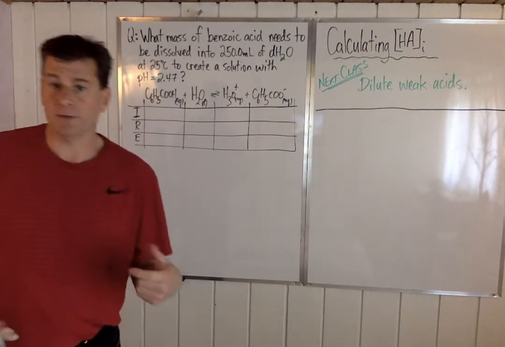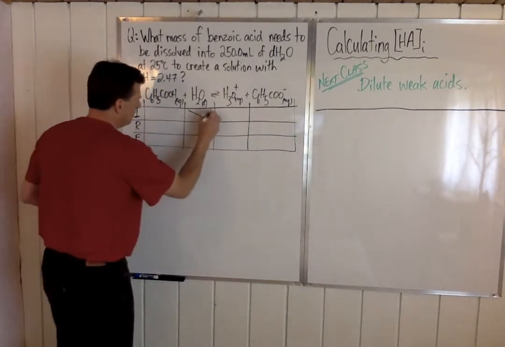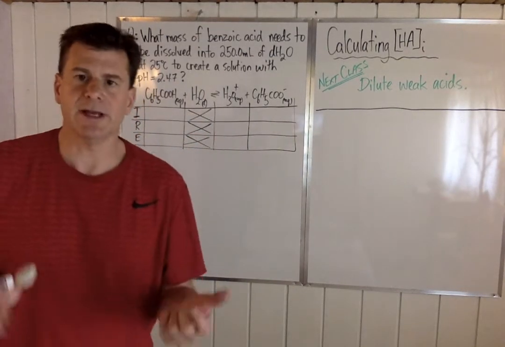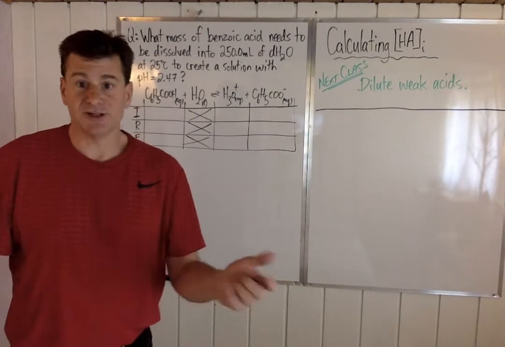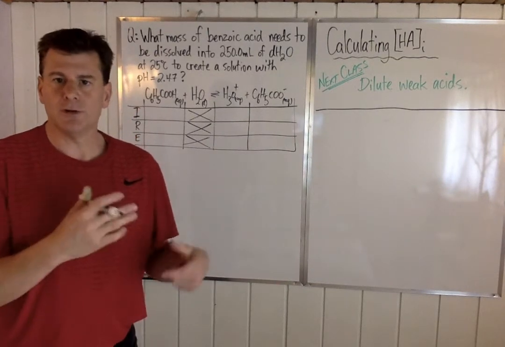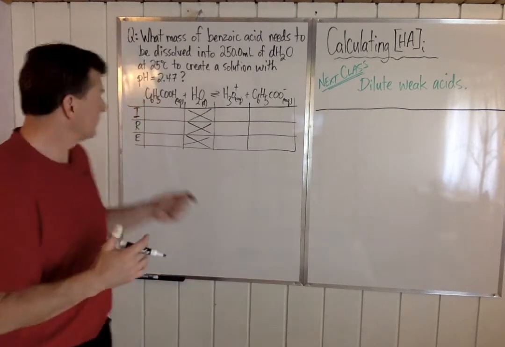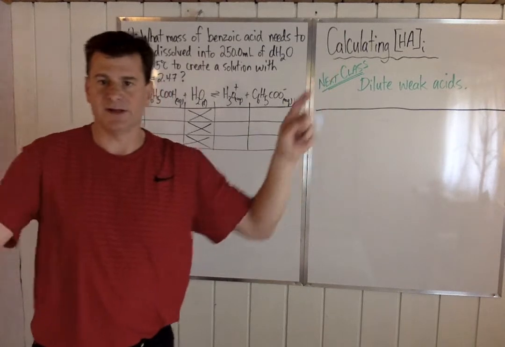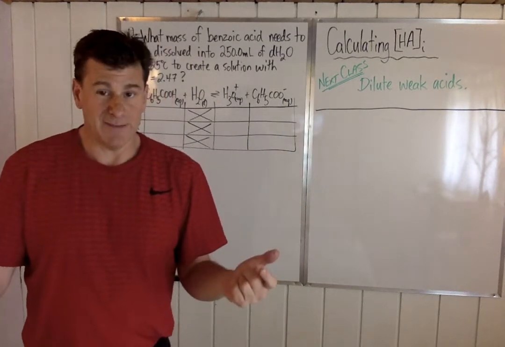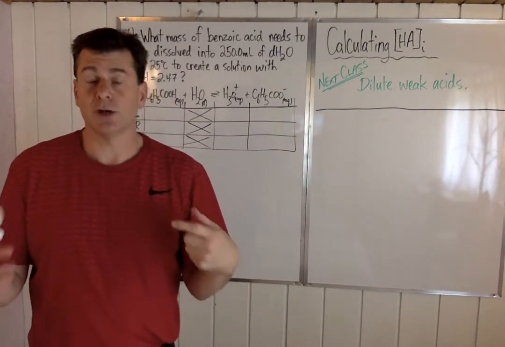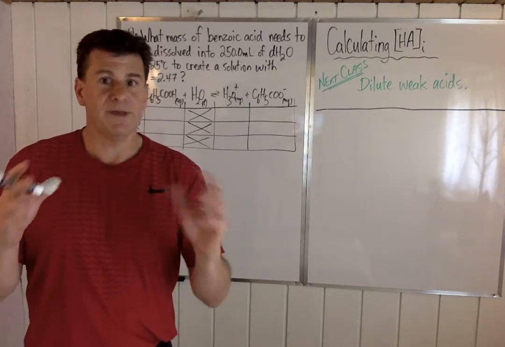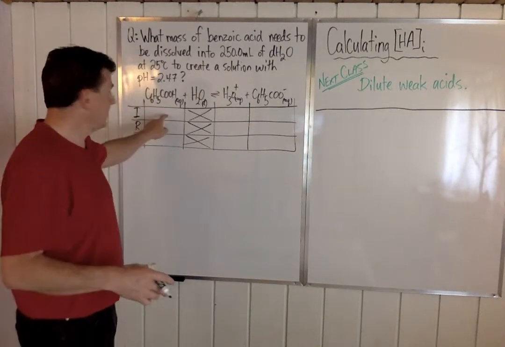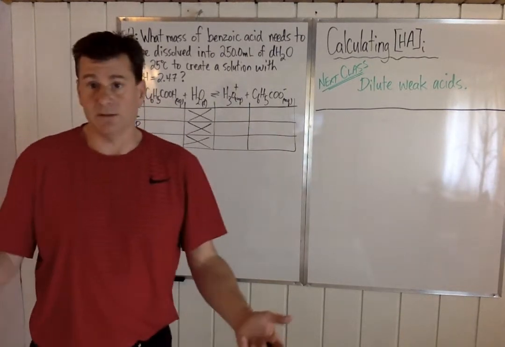What do we know? Well, we know to cross out the water because it's liquid. And liquids don't change concentration, so we don't include them in ICE tables, or K expressions, or calculations, or anything. So, what do we know concentration-wise? Well, let's take a look at the question. The question says, what mass of benzoic acid needs to be dissolved in a certain volume? So we don't know what that mass is. We're actually trying to solve for it. So the thing that we don't know is actually the initial concentration of the benzoic acid.